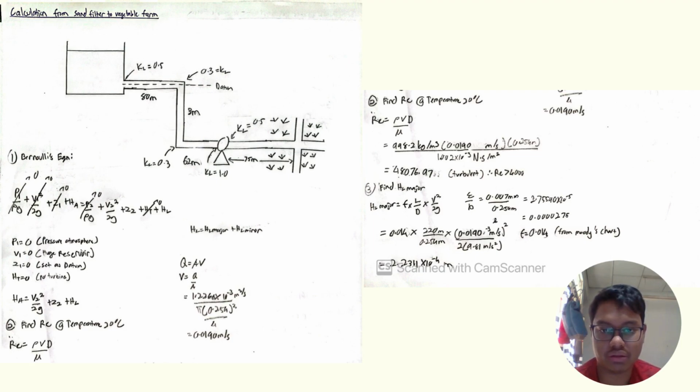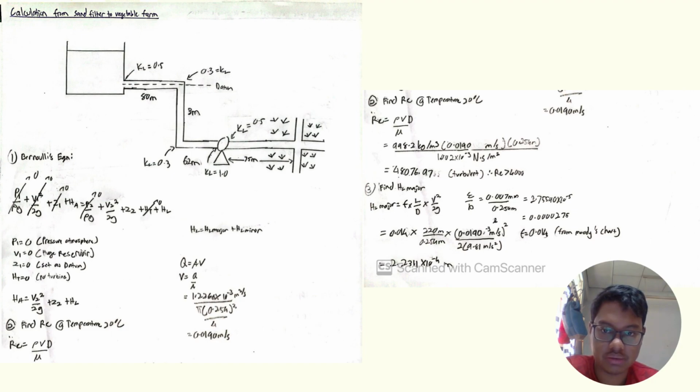Here we apply Bernoulli's equation where P1 and P2 equal 0 as for atmospheric pressure. V1 equals 0 because it is a sewage reservoir. Z1 equals 0 because it is set as datum. And then Ht is equal to 0 because there are no additional mechanical devices used. Then we are left with Ha equals V2 squared over 2G plus Z2 plus HL.